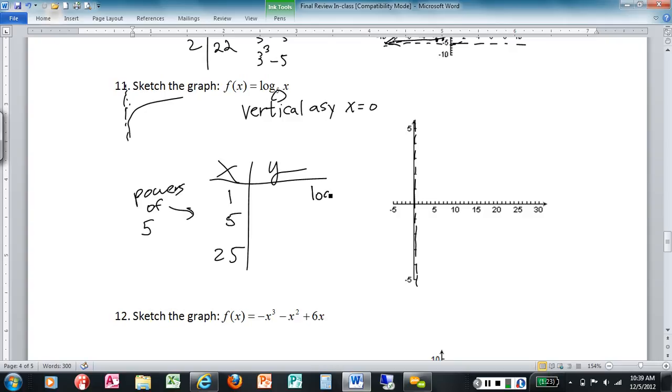Then if x is 1, you have log base 5 of 1. Well, that's saying 5 to what power is 1? That would be 0. If x is 5, I have log base 5 of 5, is what? Well, that's 5 to what power is 5? That would be 1. And then log base 5 of 25, same thing. That's 5 to what power is 25? That's 2. So I've got 1, 0, 5, 1, and 25, 2.